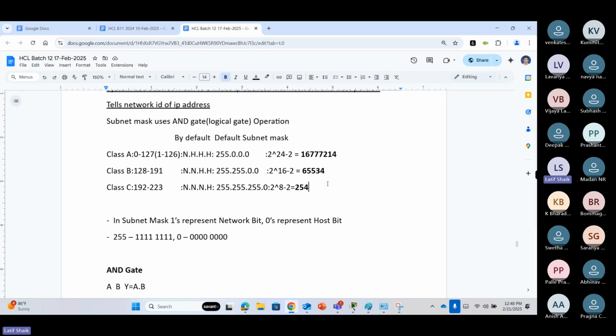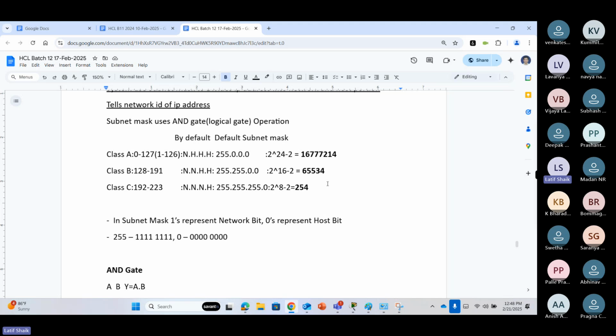Again, class B. In class B it is the same. I have taken 172.16.0.0 to 172.16.255.255. This entire range is 65,536. There are two host portions, which means 16 bits. 2 to the power of 16 minus 2. 65,536 minus 2, because the first one and the last one we can't assign to any device.